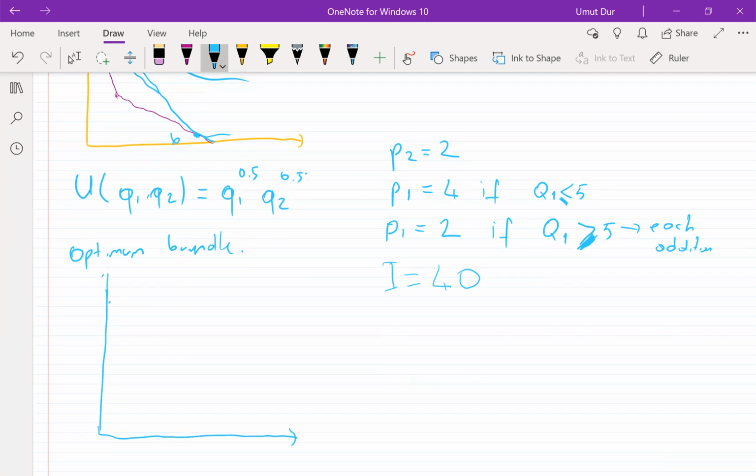And drawing the budget line is basically pointing out the extreme points again. The extreme points will correspond to the maximum amount of good 2 and good 1 that I will consume, and the point where the price is changing. Those will be the important points. What is the maximum amount of good 2 that I can consume?